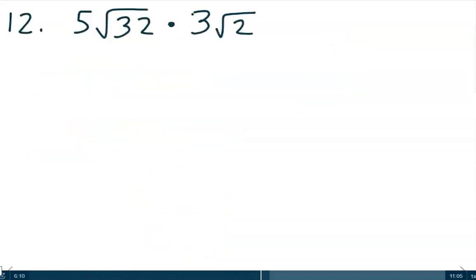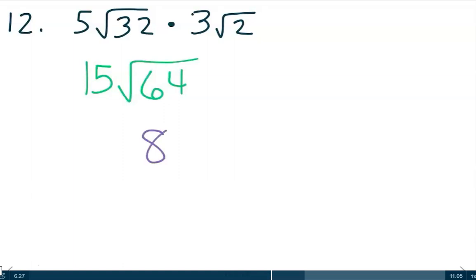Number 12, multiply the numbers in front. 5 times 3 is 15. And then 32 times 2 is 64. So 15 times the square root of 64. 64 happens to be a perfect square. Square root of 64 is 8, because 8 times 8 is 64. Then multiply 15 times 8.